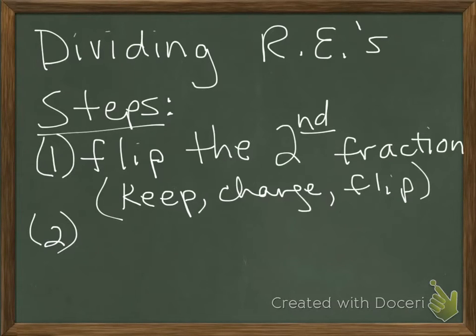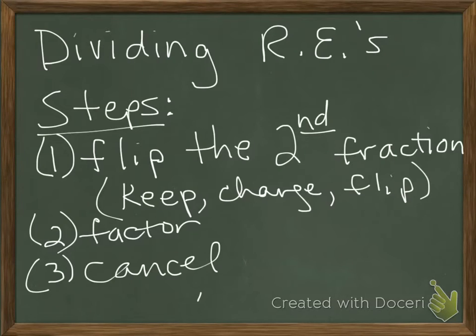Then from there, my steps are going to look familiar. Factor. Step 3 is to cancel. Step 4 is to write what's left over. So dividing has one step more than simplifying and one step more than multiplication, but the process is going to be exactly the same. So let's look at an example of how that would be.